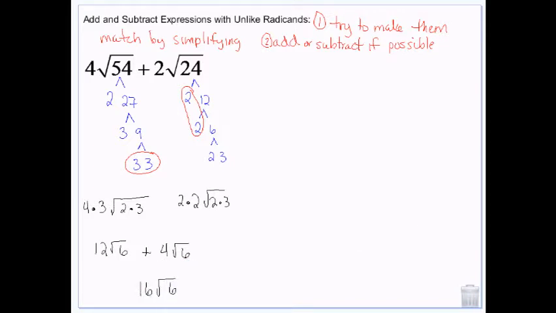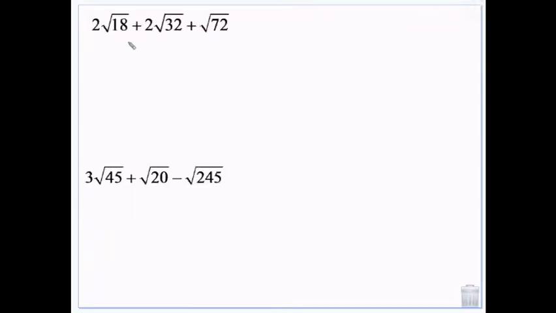Would it also work as 16? We try to make them all matchy-matchy. So 18 is 2 times 9, which is 3 times 3. So this becomes 2 times 3 times the square root of 2, because those 3's come out. 32 is 2 times 16, which is 4 times 4, which is a pair. I don't have to split it any further than that. As soon as I find a pair, I can stop.